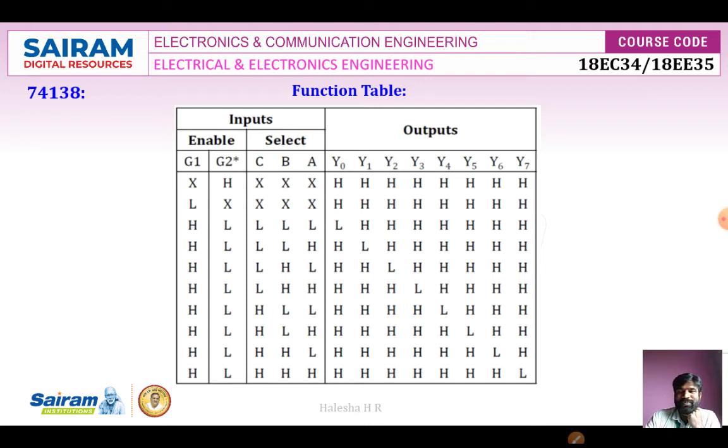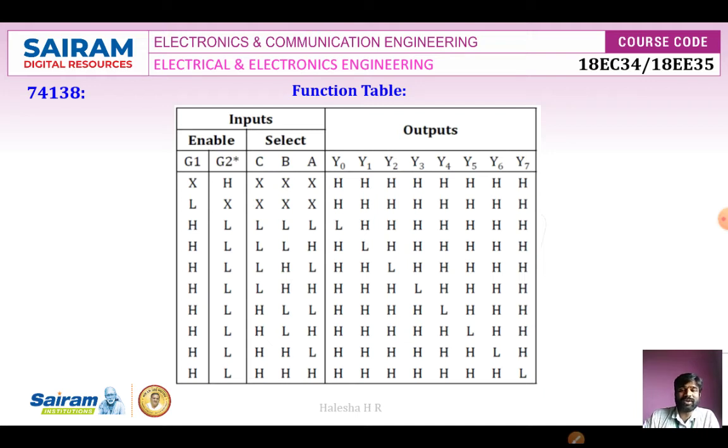Similarly, in the second row, G1 is L, so 0 means disabled, correct? Since it is active high, and whatever G2 is, since the active high enable input is low, whatever the select inputs are, no output is selected. All outputs are H.